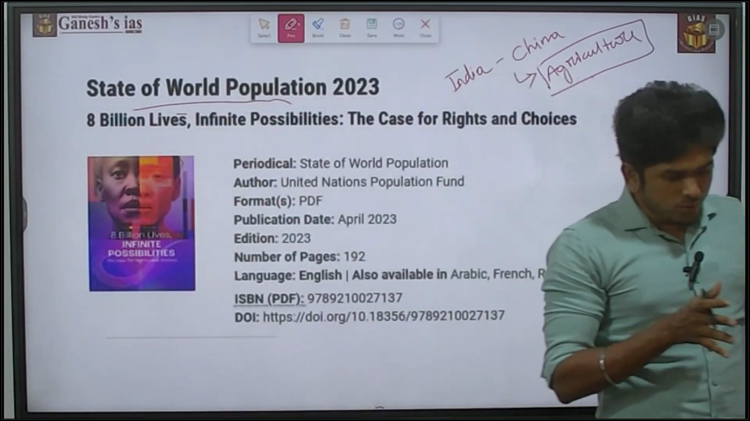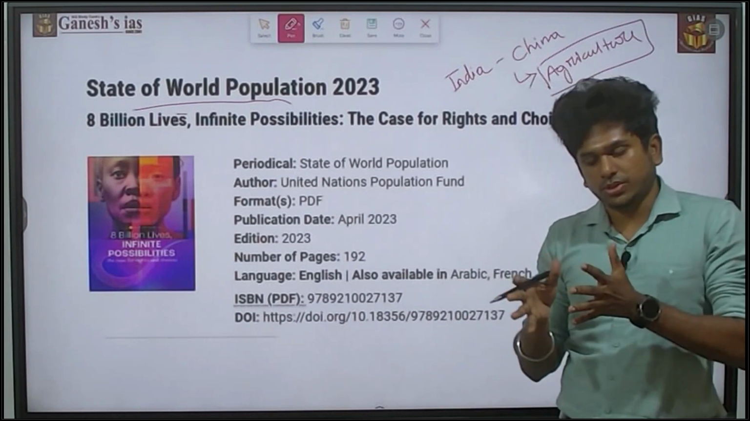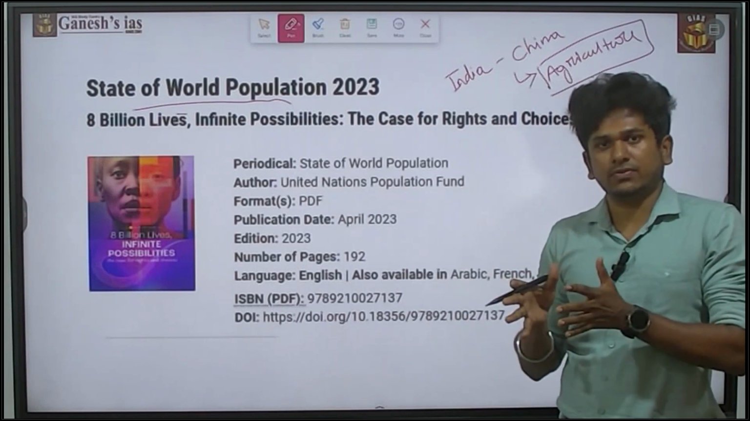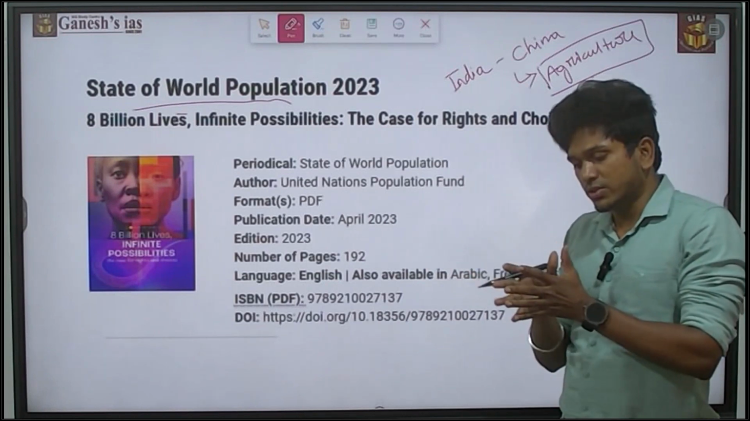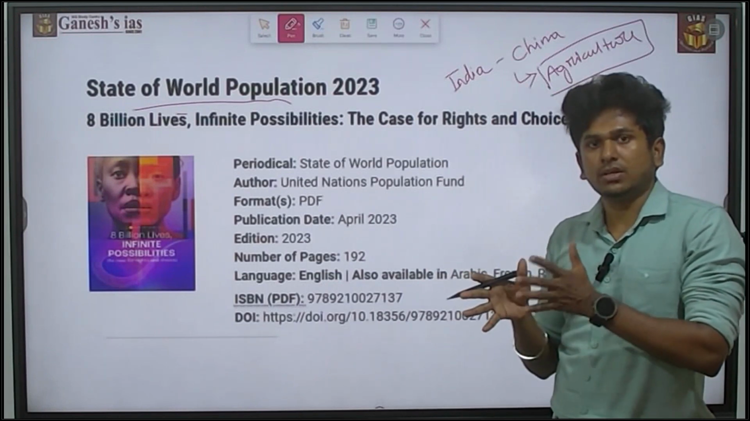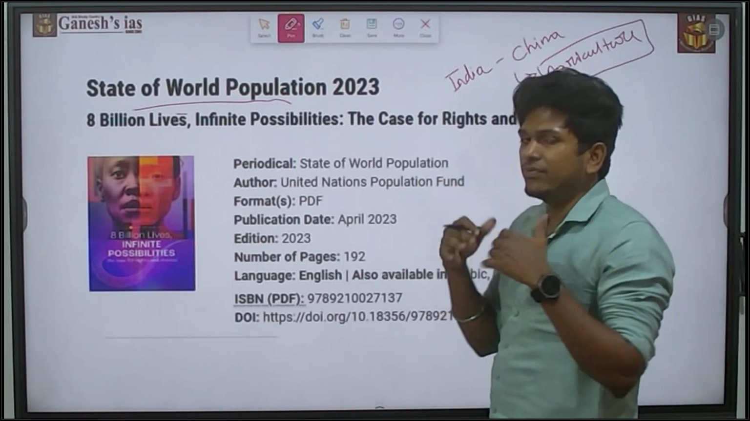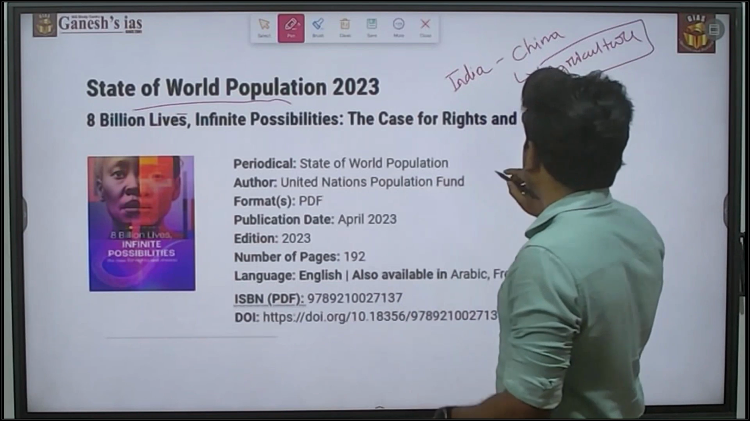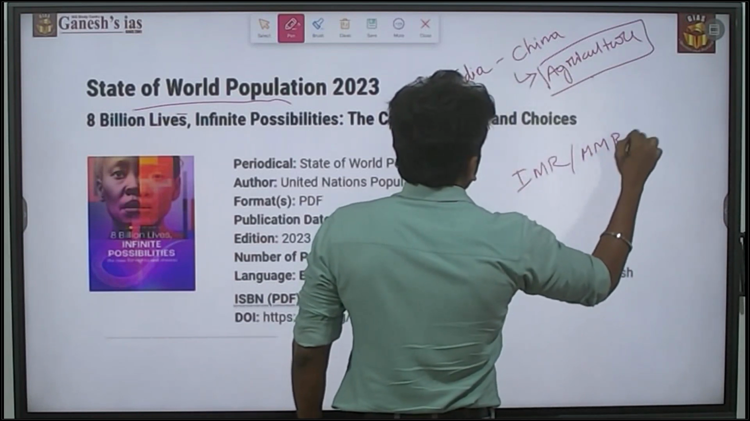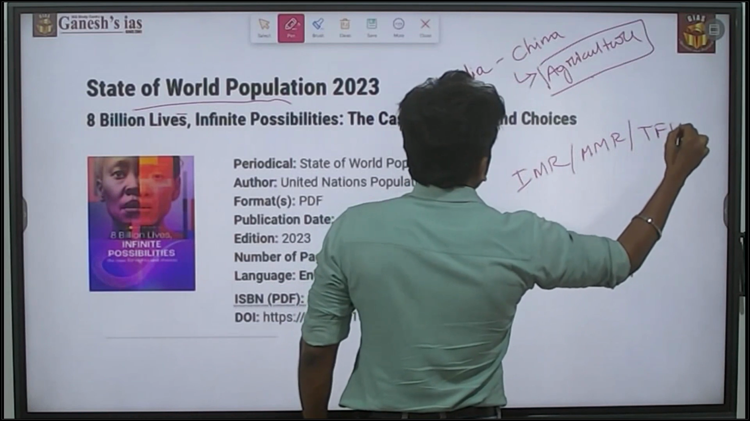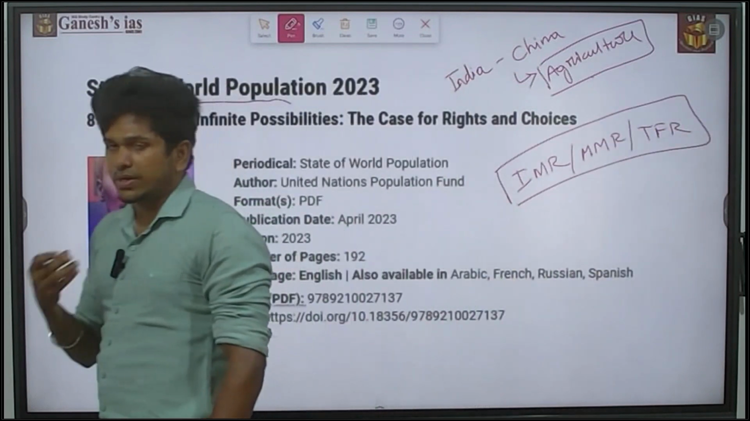If you are facing these kinds of current affairs, usually aspirants will think that since the current affair is about population, there is a possibility of questions from human geography. In that way only the aspirants will think. So they may ask about IMR, MMR or TFR. This is the thought process we usually have.